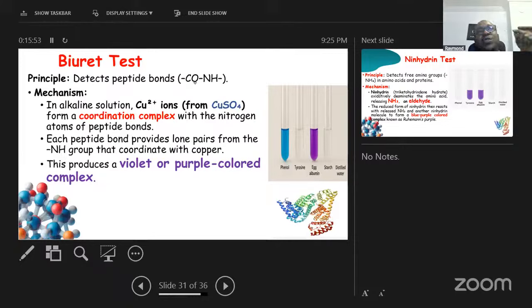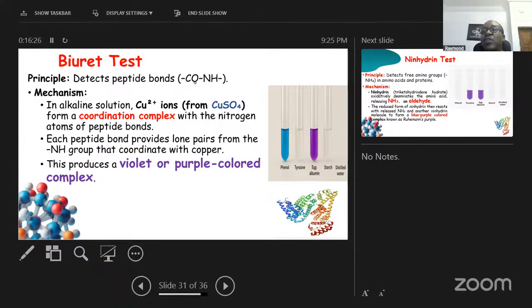In alkaline solution, the copper ion from copper salt or copper sulfate forms a coordination complex with the nitrogen atoms of the peptide bond. Each peptide bond provides a lone pair from the nitrogen, or the amino group, that coordinates with copper. This produces a violet or purple colored complex.